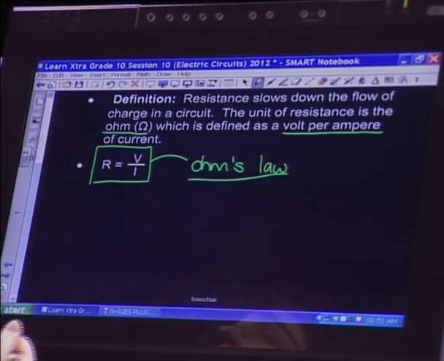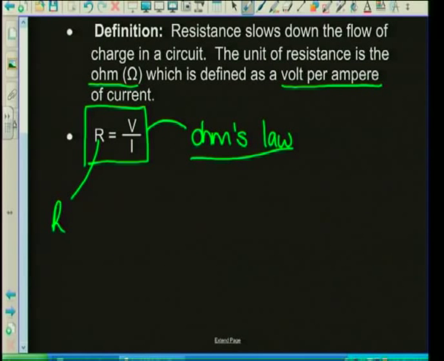It's not a big emphasis in your curriculum this year, but it's a very important law because it tells me that resistance is defined as voltage divided by current. It's the ratio of voltage divided by current. You okay with that? Now, R is resistance. Let's just go through what all of this is. And it's measured in ohms.